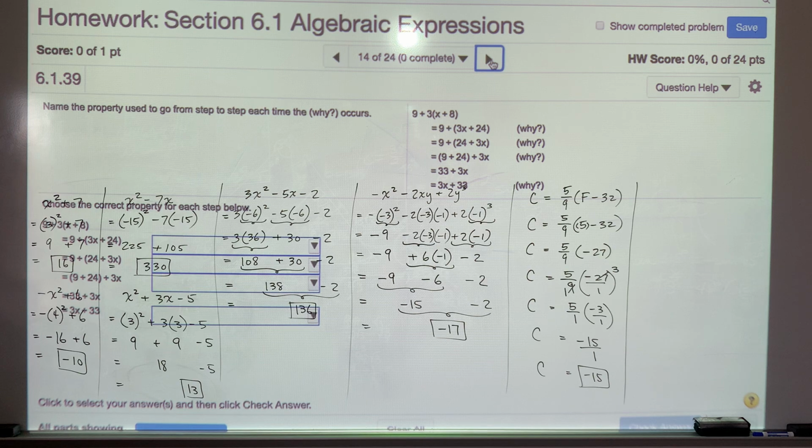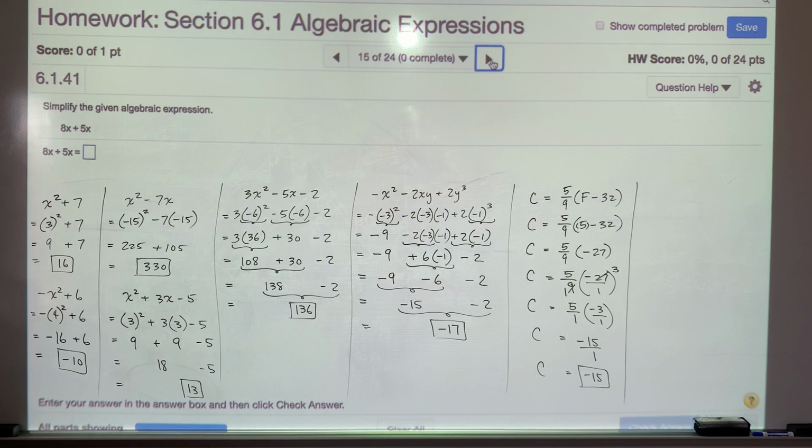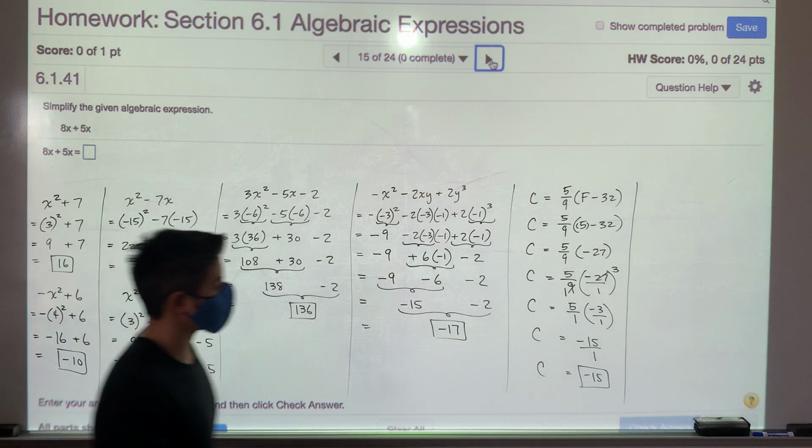So I'm going to skip this one because for us, it's not really that critical that you know all the properties. It's not make or break for this particular class. Let's move on to this next one.